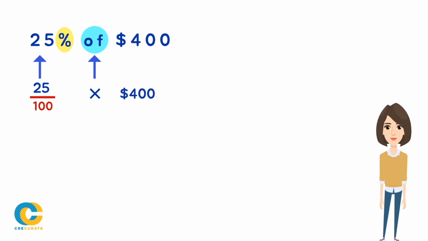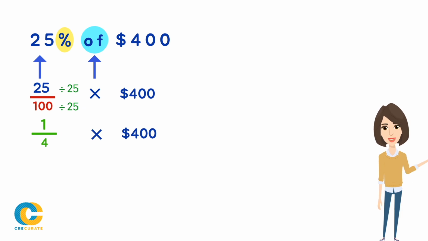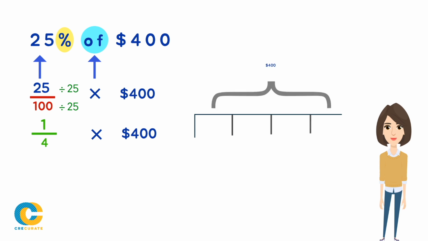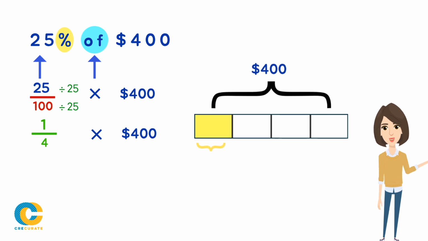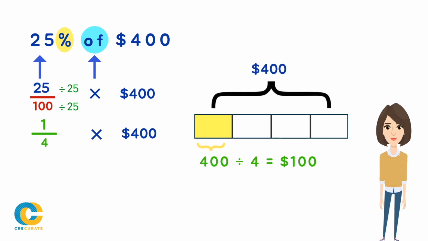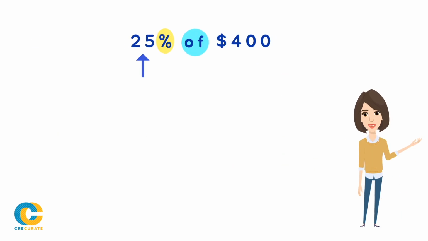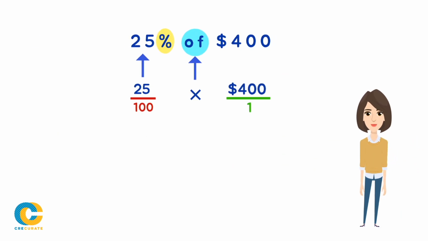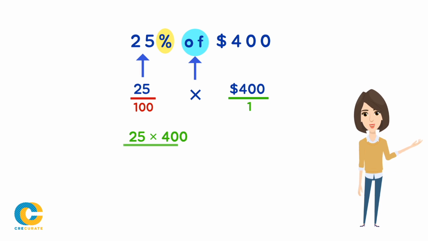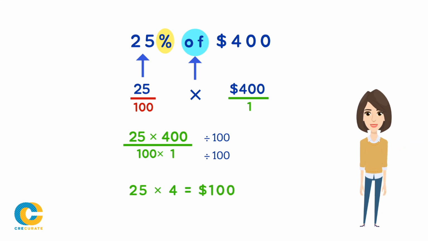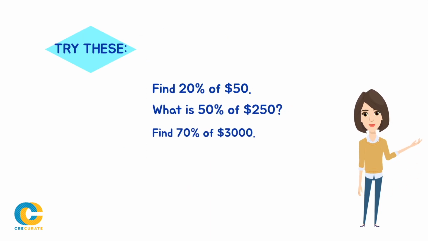Since 25 and 100 are both divisible by 25, we can simplify the fraction to 1 over 4. This means that we want to find 1/4 of $400. We can do this by a simple model to visualize that 1/4 of $400 is $100. Alternatively, we can simply multiply the fractions, remember numerator times numerator, denominator times denominator, simplify, and we get the same answer of $100. Can you try these questions on your own?